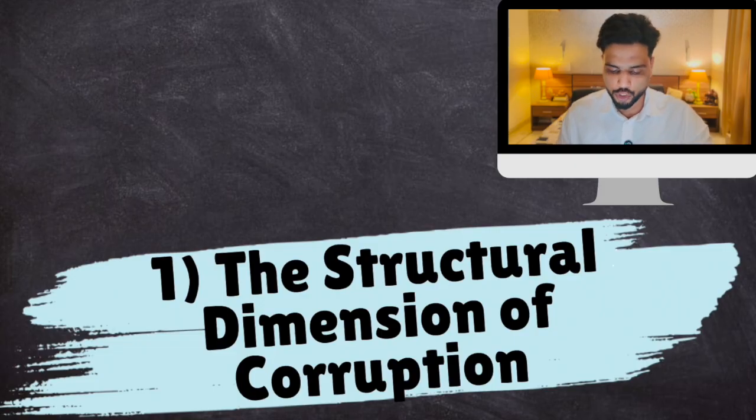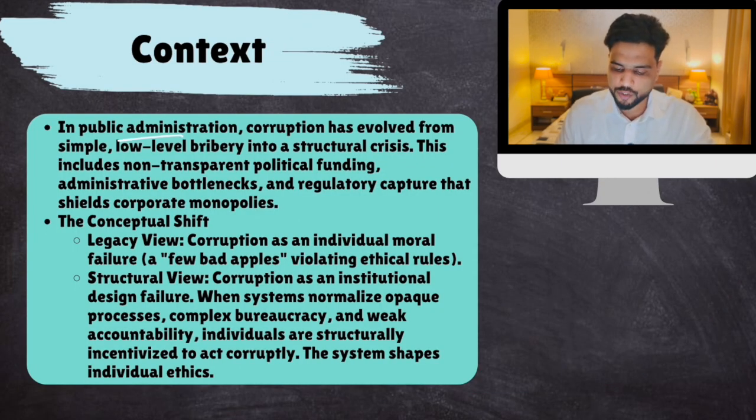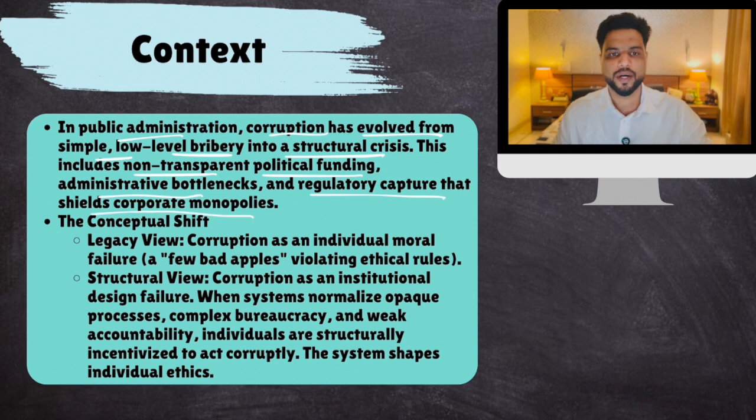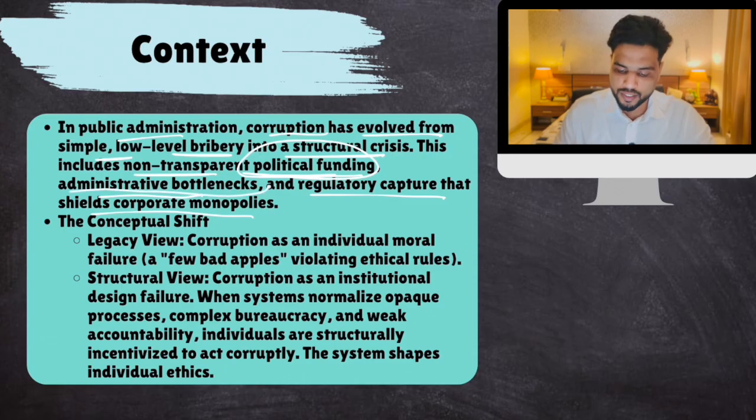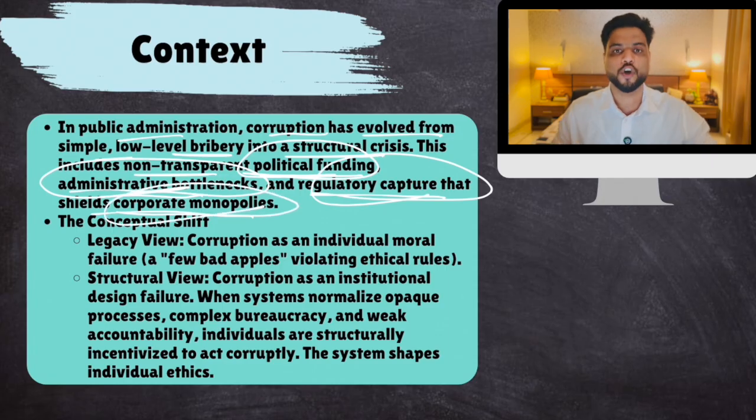So structural dimension of corruption, okay? So what was in the news? In public administration, corruption has evolved from simple low-level bribery into a structural crisis. This includes non-transparent political funding, political parties and their funding mechanisms, administrative bottlenecks, regulatory capture that shields corporate monopolies. So it's not just political funding, black money is involved over there. Well, it's involved in administration, bureaucrats, and it's also involved in corporates, because corporates are the ones who bribe public officials to get certain favors, right?